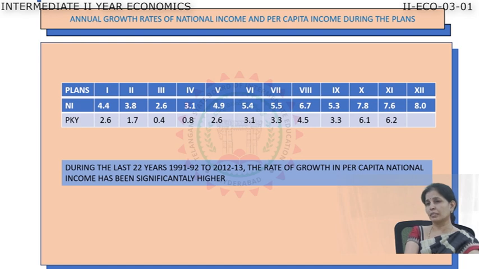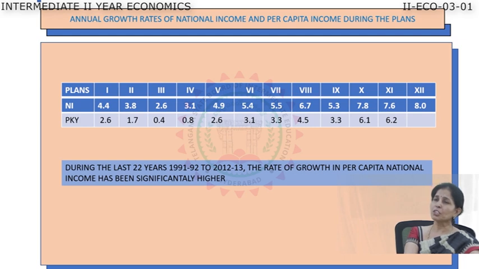Over the years, we find there is increase in the national income and per capita income. The annual growth rate of national income in the first 5-year plan was 4.4%, and in the 6th 5-year plan 5.4%, and towards the end of the 12th 5-year plan, before it was replaced with Niti Aayog, it was 8. It has not reached the targeted level.